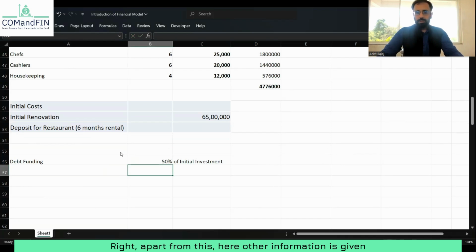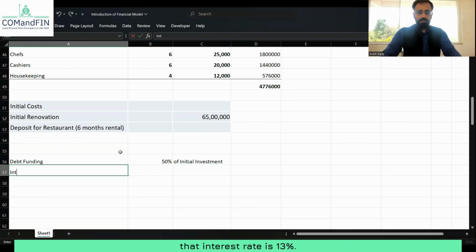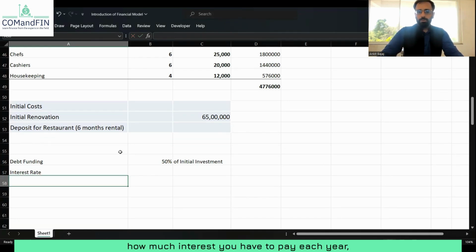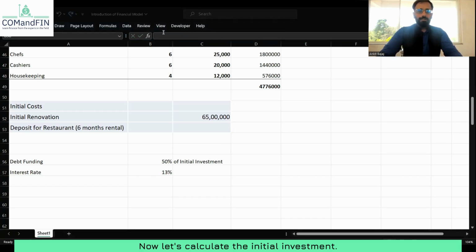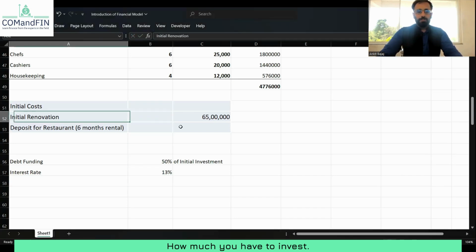Apart from this, other information given is that the interest rate is 13%. It means if you have borrowed loans, you have to pay 13% interest each year. I think you understood this. Now let's calculate the initial investment amount, right? How much you have to invest.